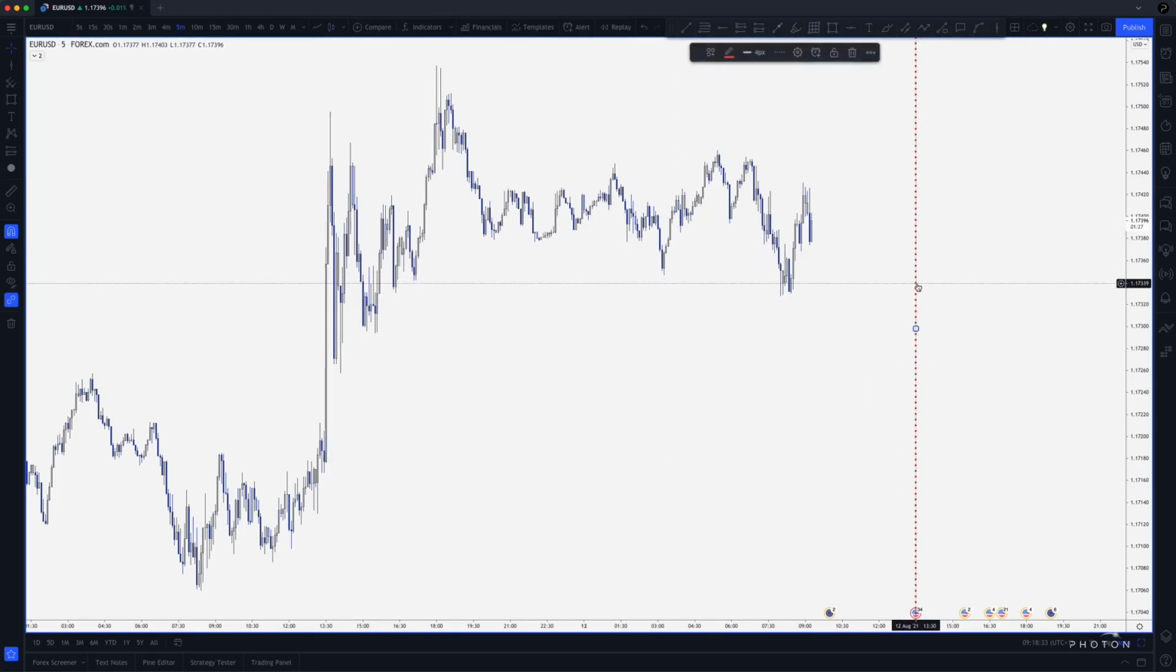Don't forget to do this every single day and make sure they're on your charts, and it will save you a potential headache.